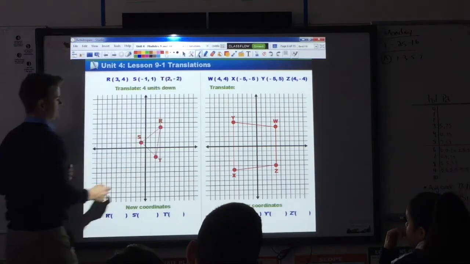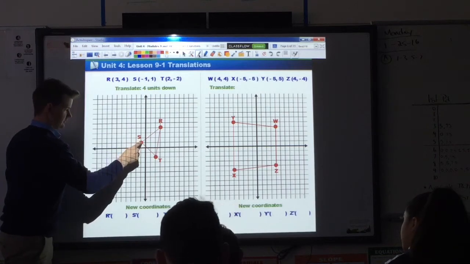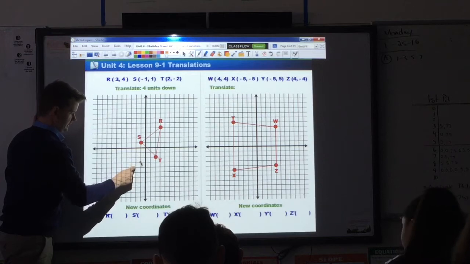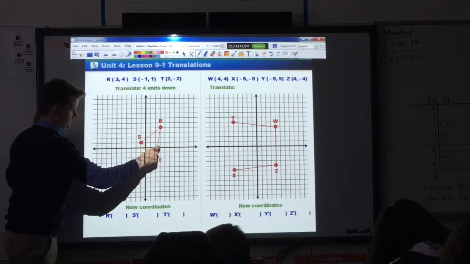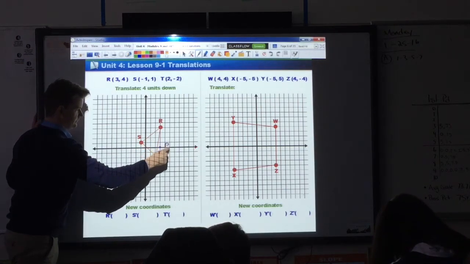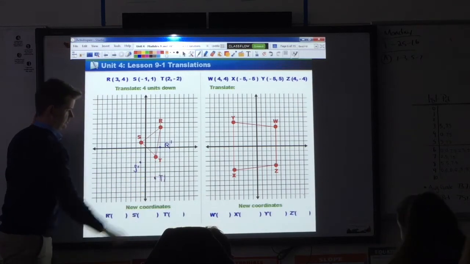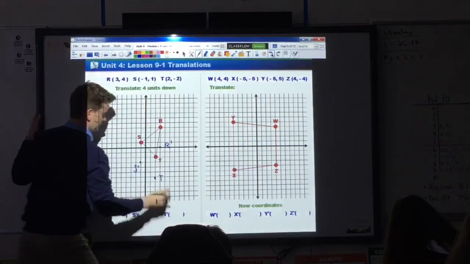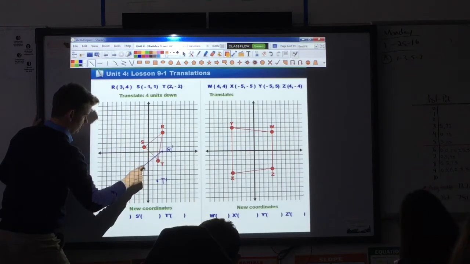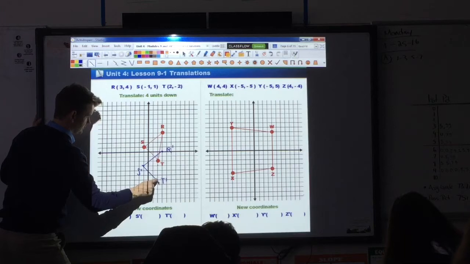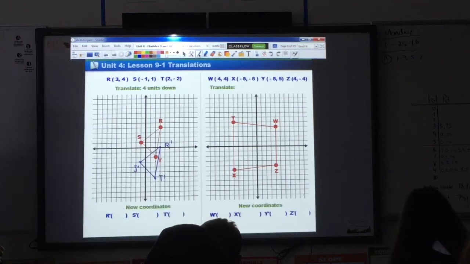So we want to translate this 4 units down. It doesn't matter where I start. Where do you guys want to start? SRT. S, so we start with S. What are we doing? 4 down. 1, 2, 3, 4 units down. That is going to be S prime. We go to R, down 4 units. 1, 2, 3, 4. That's going to be R prime. And then T, 1, 2, 3, 4. And that's going to be T prime. You go in and you connect all of the points with lines, and you have officially translated SRT over to SRT prime.